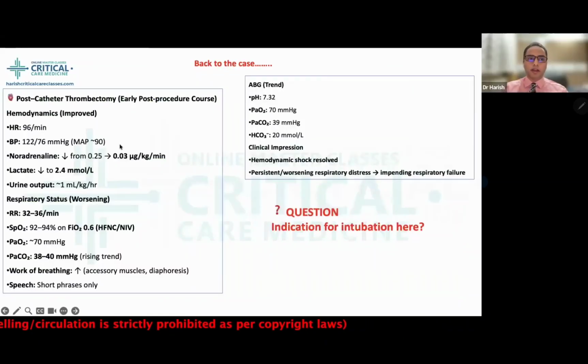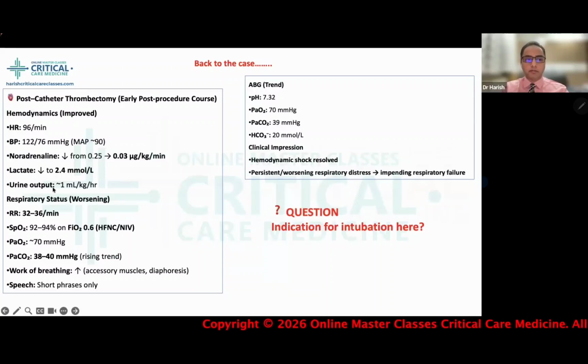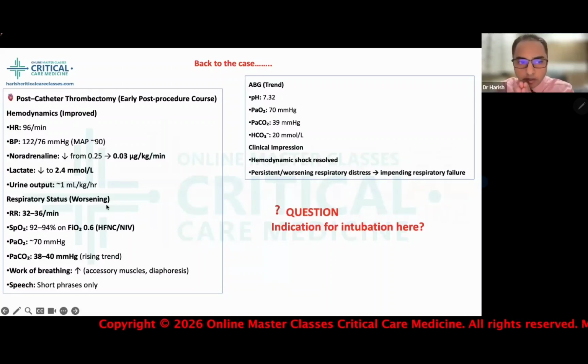Okay, so coming back to our patient, post catheter based mechanical thrombectomy, early post procedure course, hemodynamics improved. His heart rate is 96 per minute, BP is 122 by 76, MAP is 90. Noradrenaline requirement comes down from 0.25 to 0.03 mcg per kg per minute. Lactate reduced to 2.4. Urine output improved to 1 ml per kg per hour, but respiratory status remains worsening.